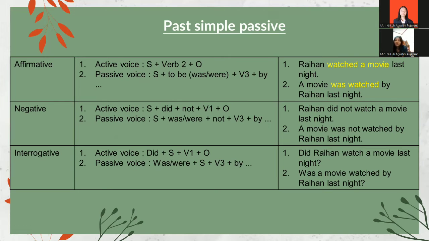In interrogative sentence, active voice, the structure is did plus subject plus verb 1 plus object and question mark. So the example, did Raihan watch a movie last night? In passive voice, the structure is was or were plus subject plus verb 3 plus by and then question mark. And the sentence will be, was a movie watched by Raihan last night?